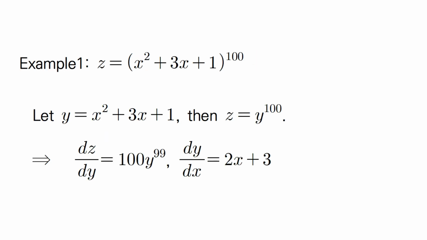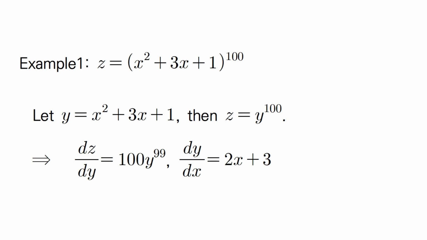Let's take the function (x squared plus 3x plus 1) raised to the power of 100 and differentiate it with respect to x. If we tried to differentiate this directly, we'd have to expand the entire expression first, which is practically impossible. But by applying the chain rule, we can solve this quite easily. First, let's set the expression inside the parentheses to y. Now, the entire function becomes y to the power of 100.